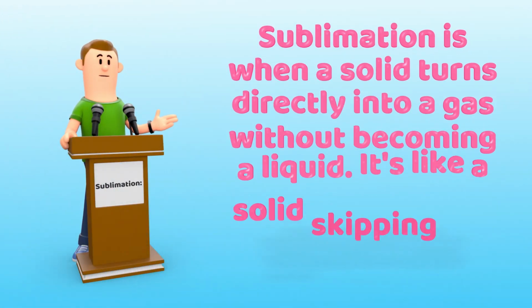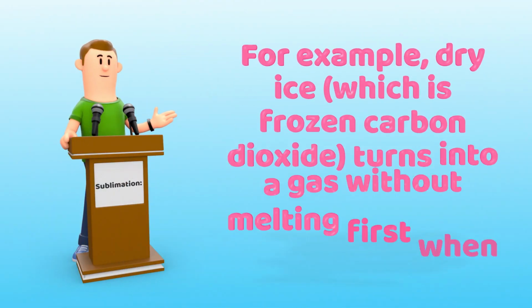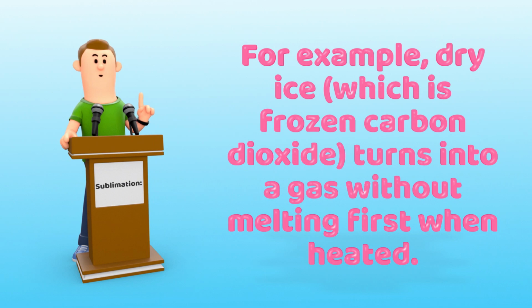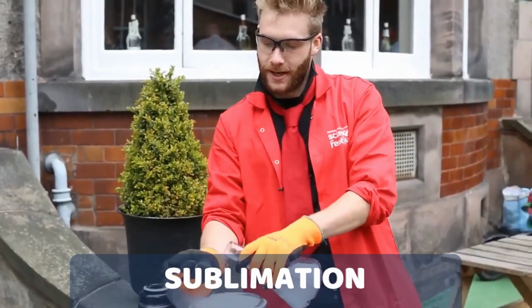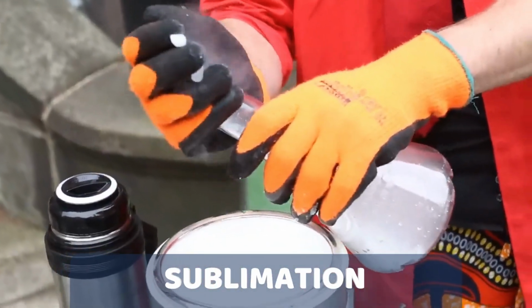Let's now see each of the change in state. Let's start with the sublimation. Sublimation is when a solid turns directly into a gas without becoming a liquid. A good example of sublimation is dry ice, which is frozen carbon dioxide, when it turns into a gas without melting first when heated. Let's now see a live example of sublimation. Just look on the screen.